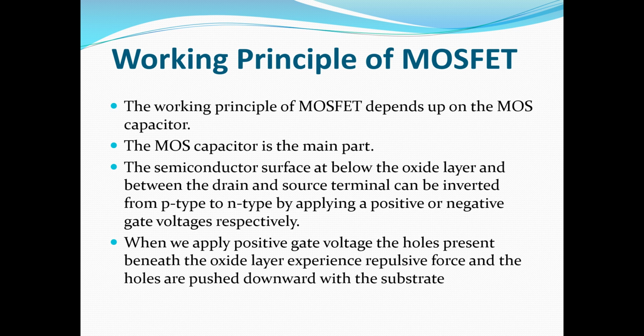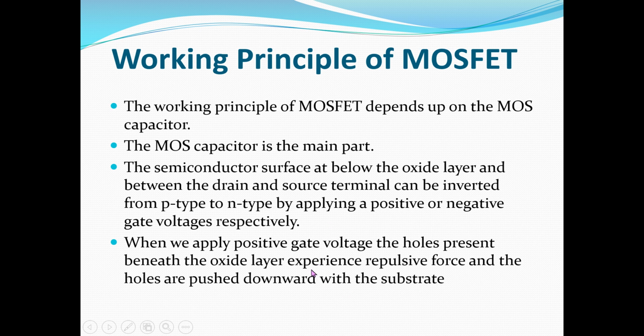Depending upon whether you supply positive or negative voltages, this particular layer will be inverted from P type to N type. If you apply a positive voltage, it becomes P type. If you apply a negative gate voltage, it becomes an N type layer. That's how the inversion takes place depending upon the application of gate voltage. When we apply the positive gate voltage, the holes present beneath the gate oxide layer experience a repulsive force, and the holes are pushed downwards into the substrate.